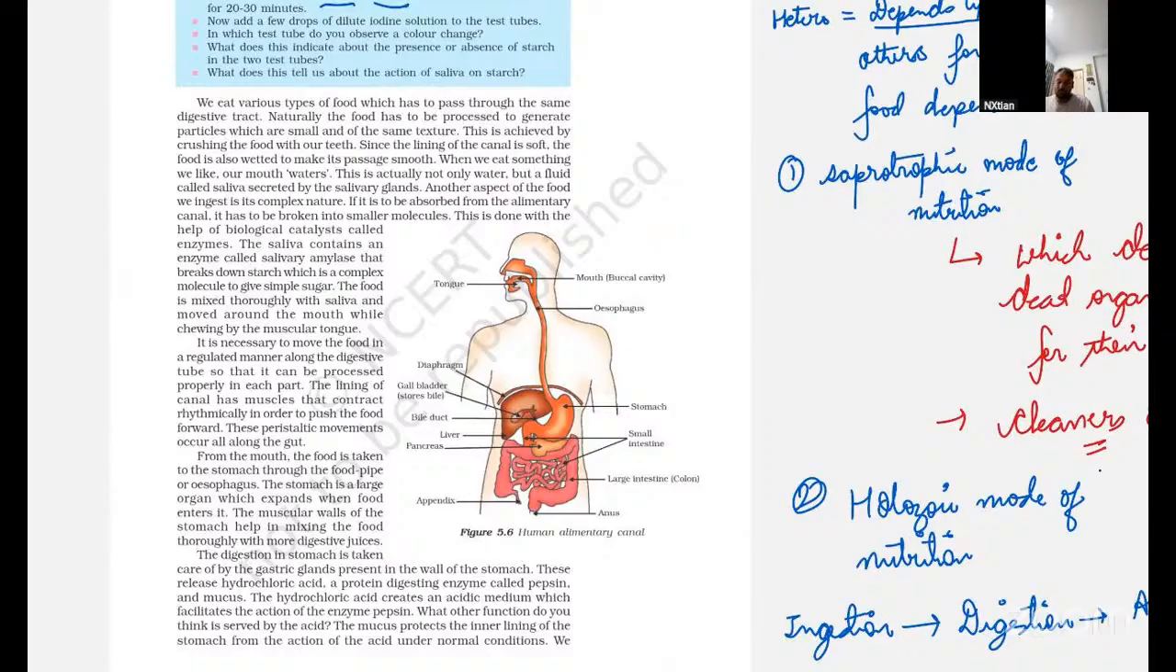Another aspect of the food we ingest is its complex nature. If it is to be absorbed from the alimentary canal, it has to be broken into smaller molecules. This is done with the help of biological catalysts called enzymes.